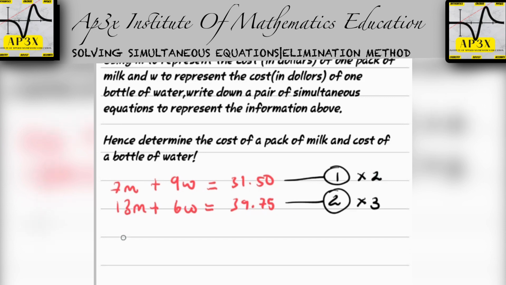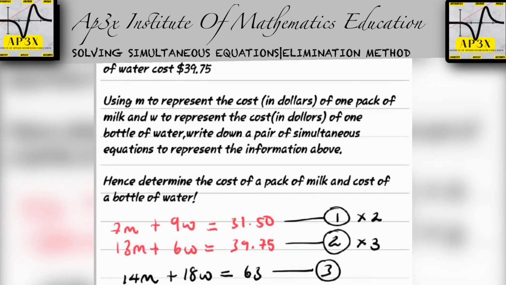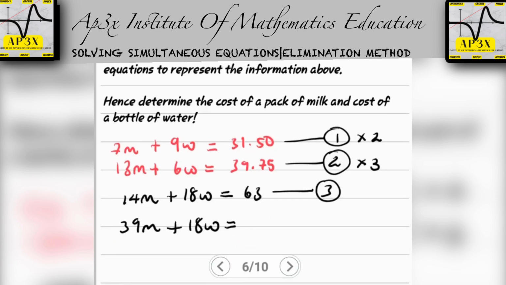So 2 times 7M is in fact equal to 14M. 2 times 9W is 18W. And 2 times $31.50 is in fact equal to $63. That is equation 3. 3 times 13M is 39M. 3 times 6W is 18W. And of course 3 multiplied by 39.75, that's equal to 119.25. That becomes equation 4.